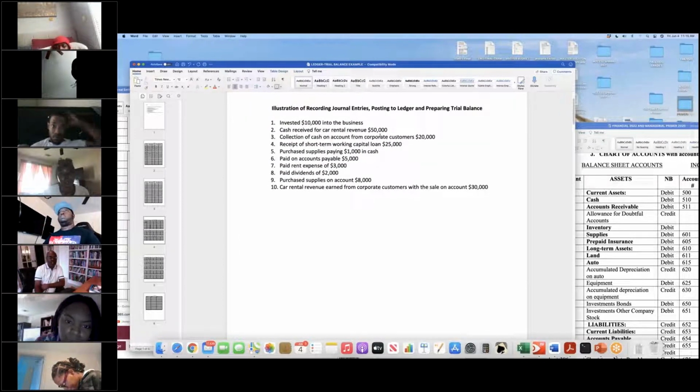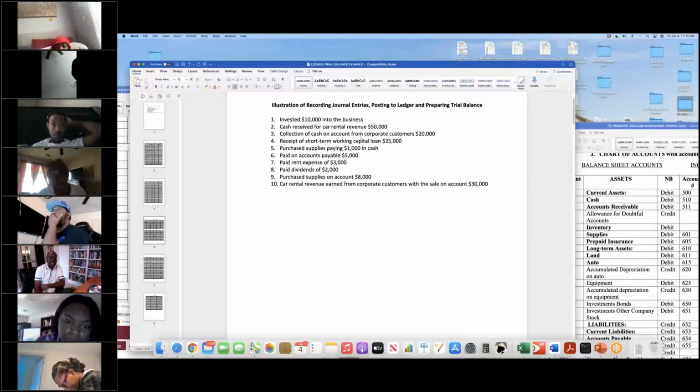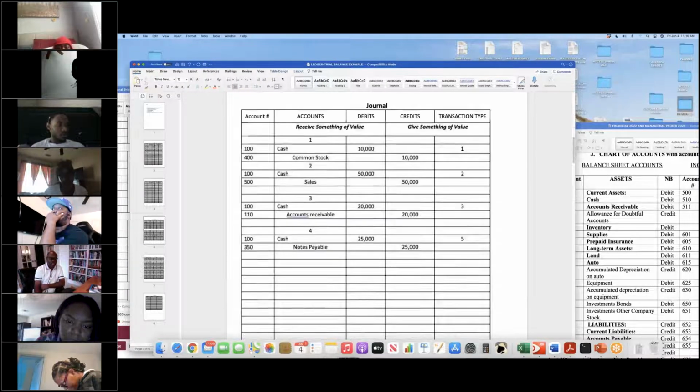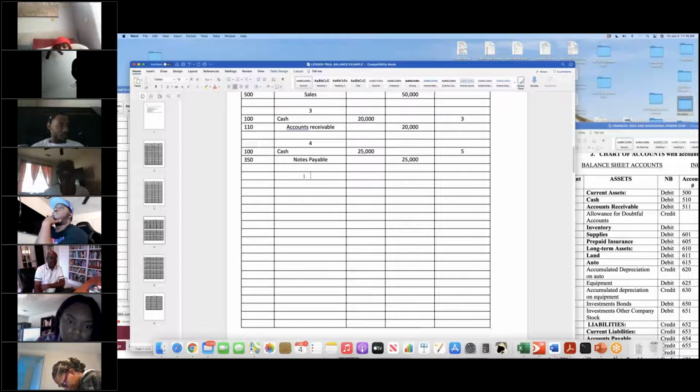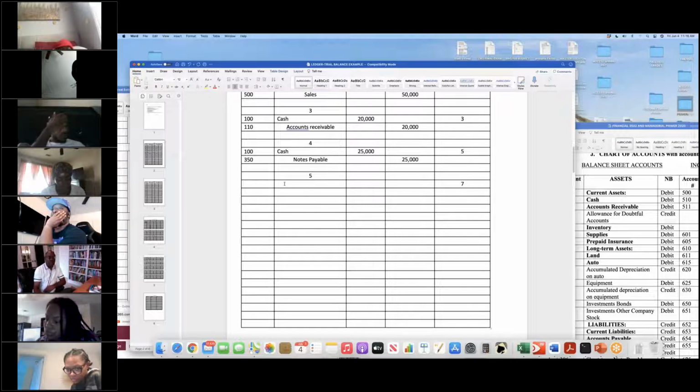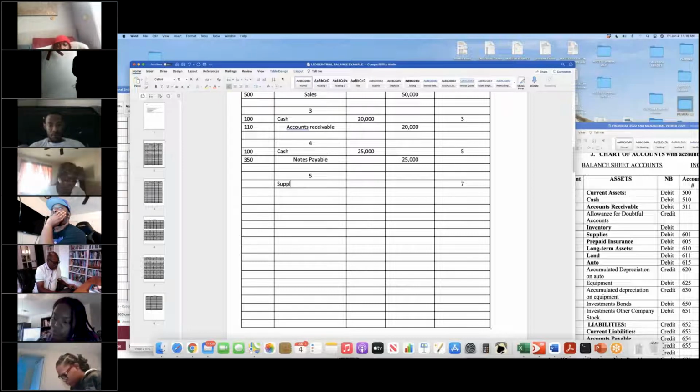Transaction 5, we purchase supplies paying cash of $1,000. So we're on transaction 5 now. That is a type what? 7, purchase of an asset. So we're debiting supplies. That's the asset that's purchased. What's our account number for supplies? 130.